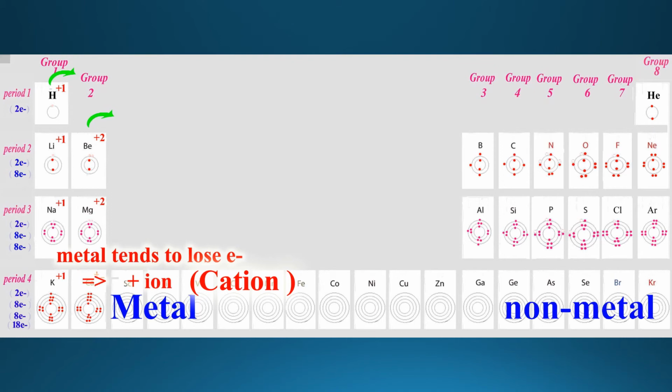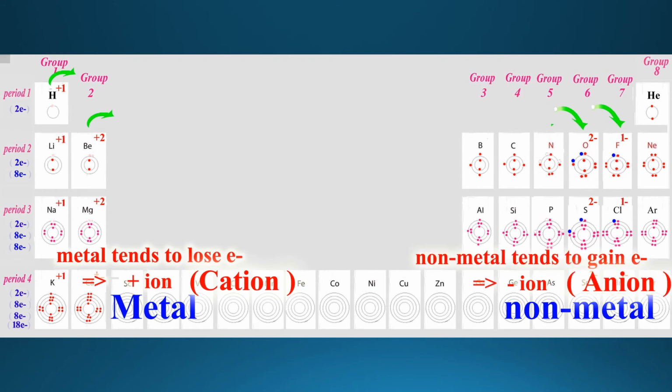Look at non-metals. Group 7 tends to gain 1 electron, becomes negative 1. Group 6 tends to gain 2 electrons, becomes negative 2. Non-metals tend to gain electrons, become negative ions. Negative ions are called anions. Anion. Please learn this definition well. This is the metal relationship: metals become positive ions, non-metals become negative ions.